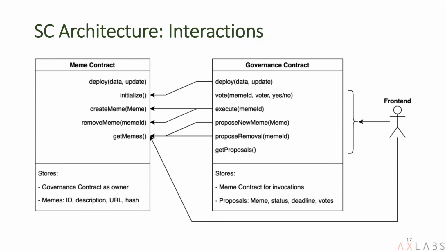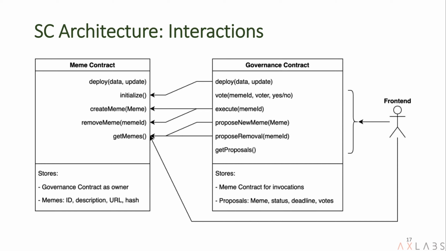And our smart contract architecture is divided into two contracts. On one side, we have the meme contract, which is the authority on whatever is stored as memes. The memes that have been accepted are stored in the meme contract. And you can see the meme contract has below, in the stores section, a pointer to its owner, which is the governance contract on the right side, and it has the memes. Like I said, it stores the memes. That's all it stores. It doesn't have another owner. The only owner that it has is the governance contract.